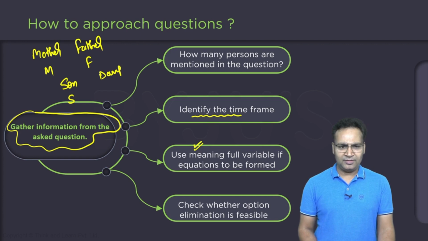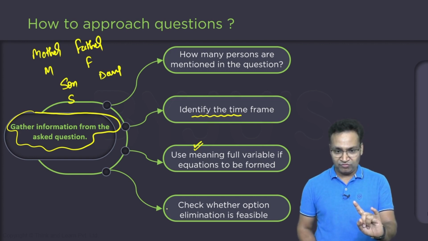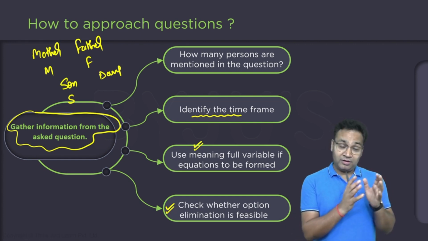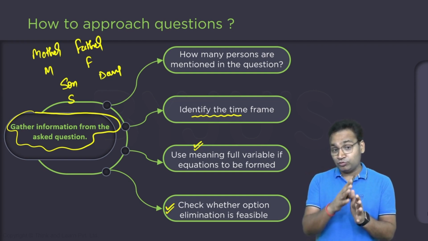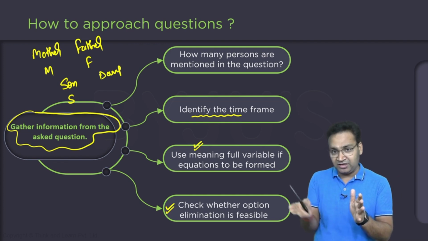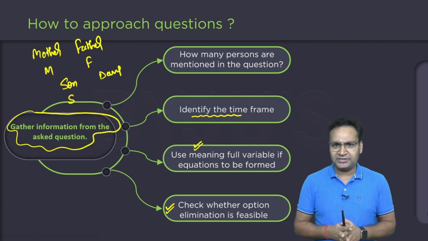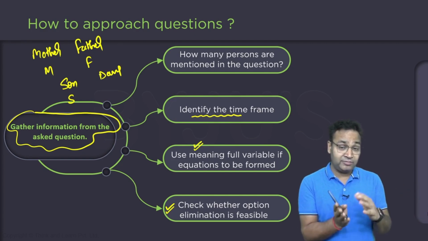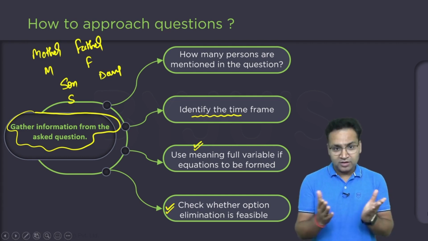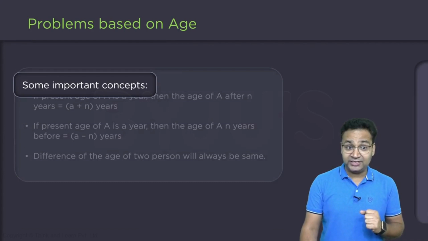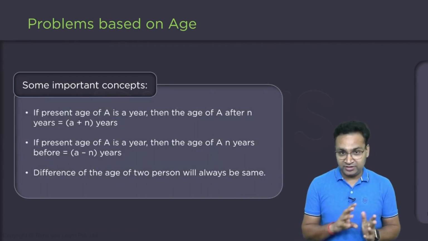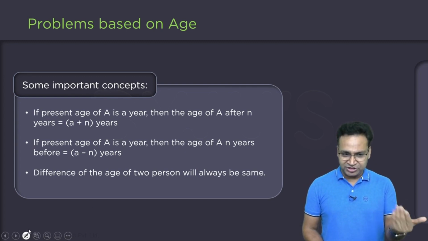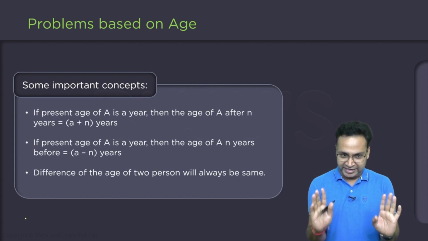Then you talk about whether option elimination is feasible or not. Always look at the answer options. If it is possible to avoid the process of making and solving equations, and I can straight away get my answer, good. We have already seen this option elimination trick in many previous videos. Okay, so now let's move on to the next thing, that is what concepts are used in the problems on ages. I think we already know these things, but I'm just quickly brushing them up so that there is no chance of missing anything.